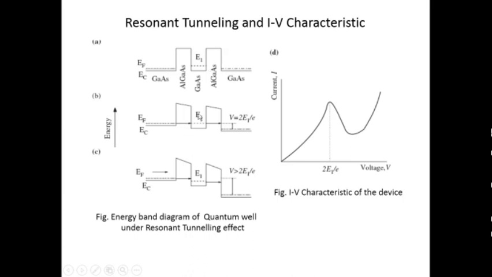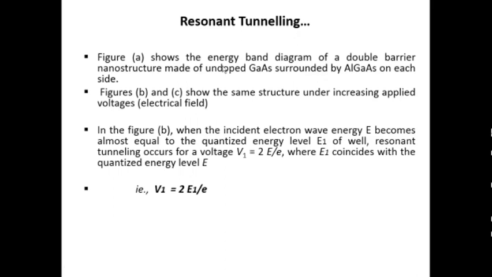Now, if the same structure is applied with an electrical voltage, so that an electric field is applied here, what happens? When the incident energy E becomes almost equal to the quantized energy level E1 of the well, resonant tunneling occurs in the well. For a voltage V1 equal to 2E1 by E, where the incident energy E coincides with E1, the voltage V1 is equal to 2E1 by E.